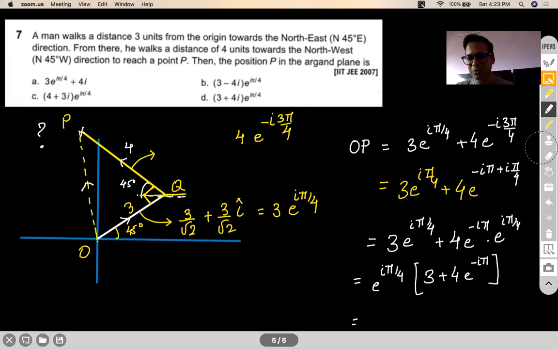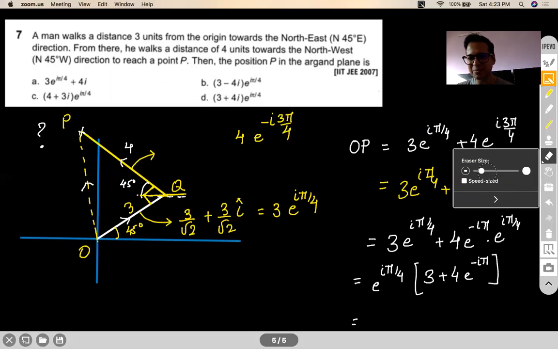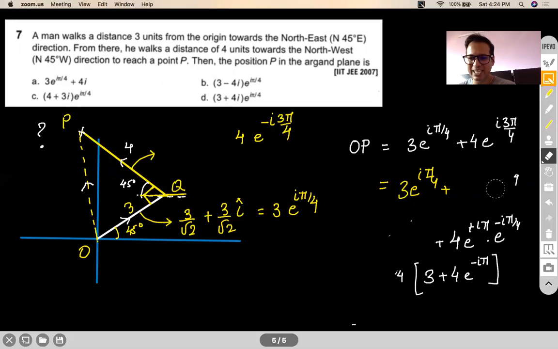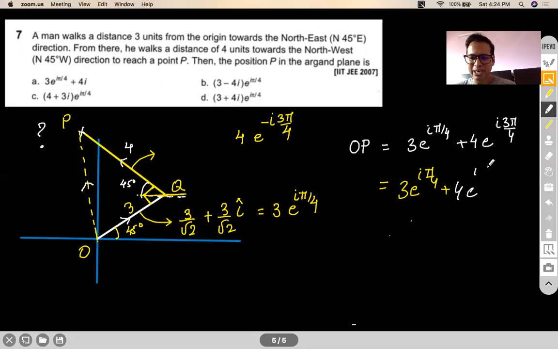Oh, sorry. I'm so sorry. Yeah. Thank you, Madhav. My bad. I wanted to put a minus here. By mistake, I wrote, yeah, sorry. Is this fine? Then I'll have to break it like this. I'll break it as 4 e to the power i pi by 2 plus pi by 4. Correct?